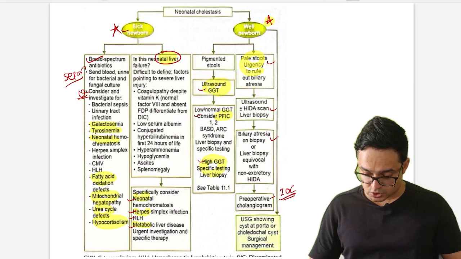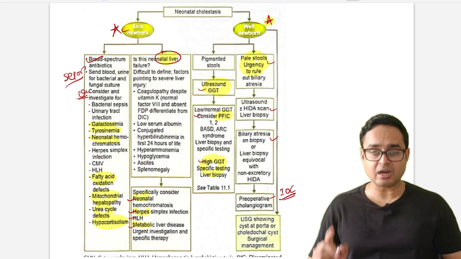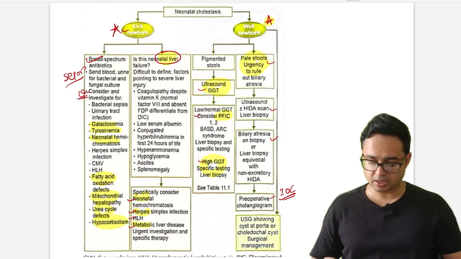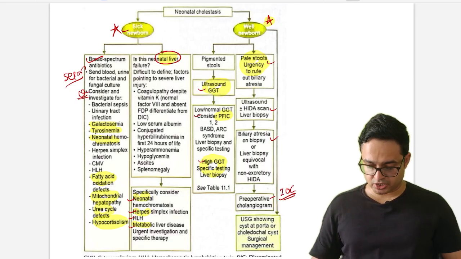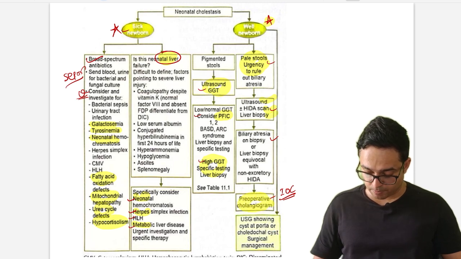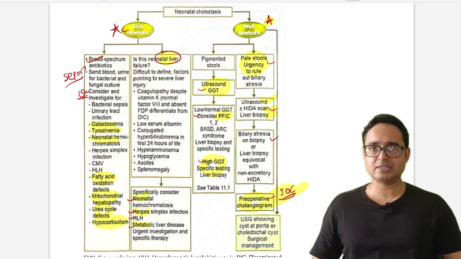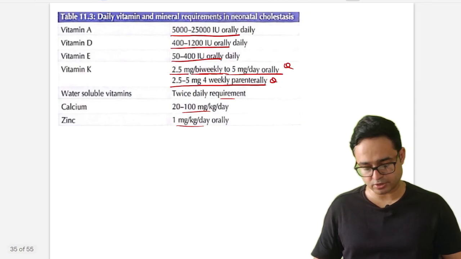But if pale stools are there, an alarm should ring in your mind as a pediatrician to rule out biliary atresia. You have to do ultrasound, HIDA scan, liver biopsy, and the pre-operative cholangiogram is the investigation of choice for this type of disorder. Again, very much important.